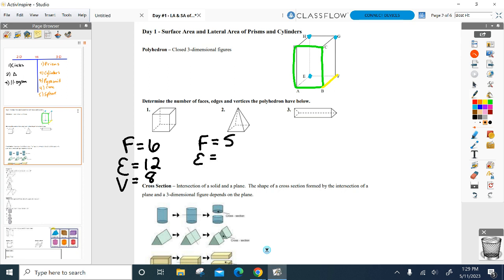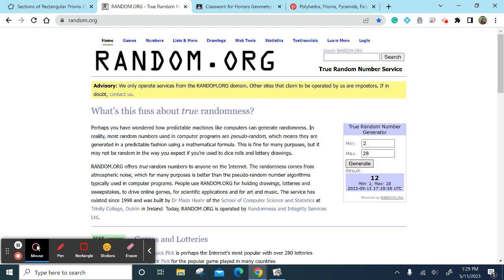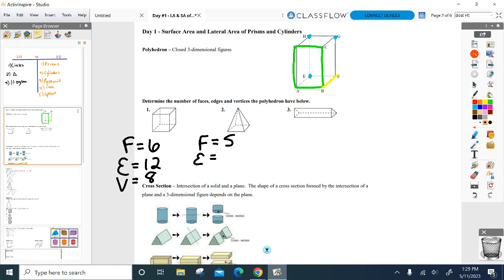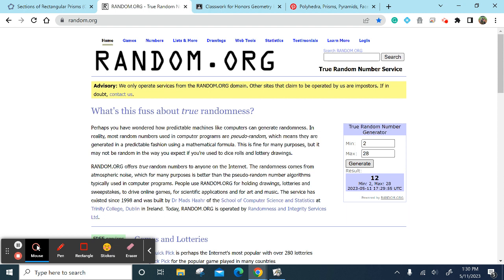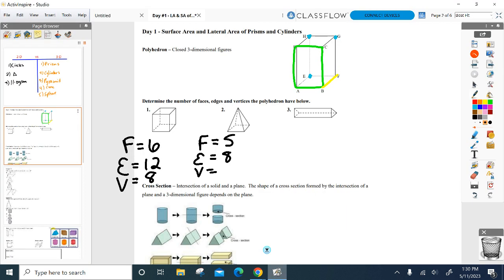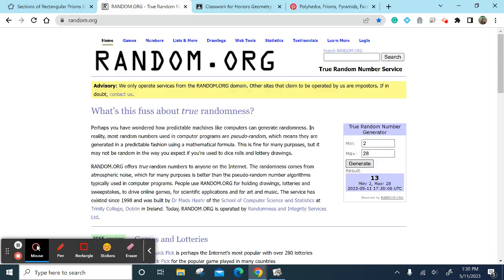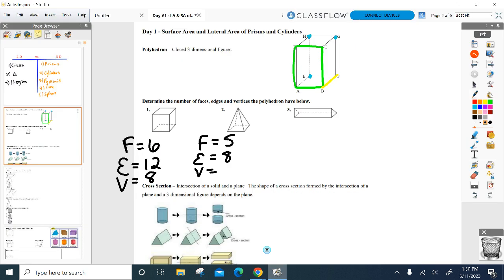Be careful, take your time. How many edges? 8. And then count the vertices, more than just that top point. 5 vertices. Good. All right.